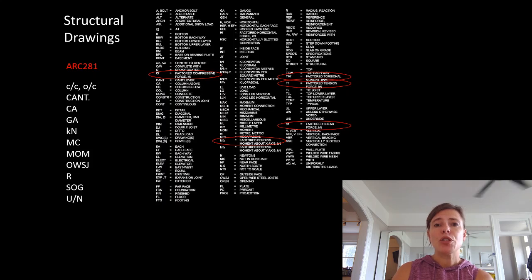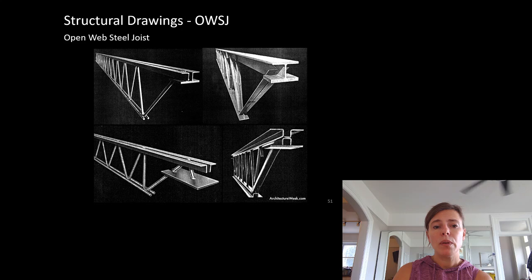So these are just kind of shorthand things for what we're going to talk about. This is what an open web steel joist looks like, because we talk about them an awful lot. I'm going to go way more in depth in this later. We only have 2 hours, and I'm already pushing the limits.